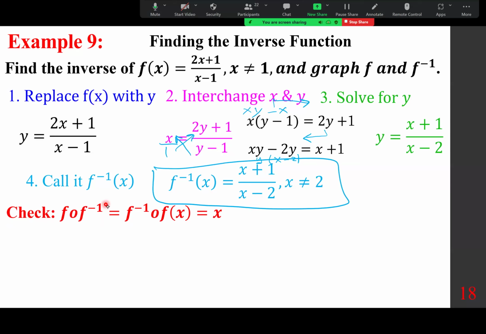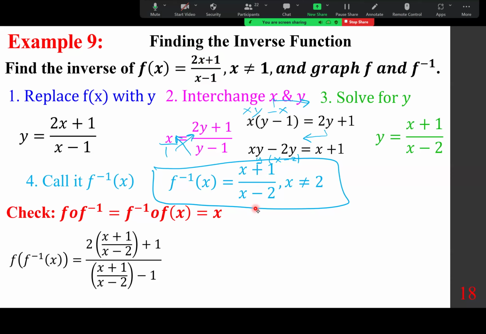So if we want to go with f of f inverse of x, that means in this function, replace each x by this fraction x plus 1 over x minus 2. That's the meaning of it. Now, this is a complex fraction. By the way, I'm going to just do this one. I'm not going to do that one. I highly recommend you do that for practice.